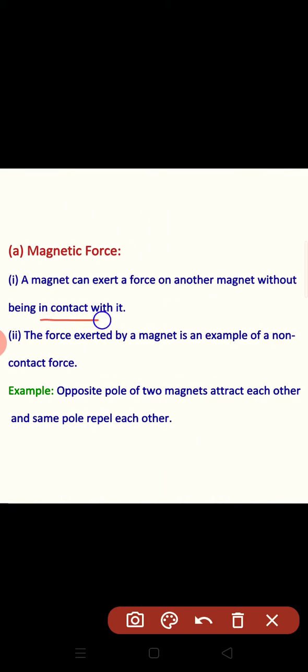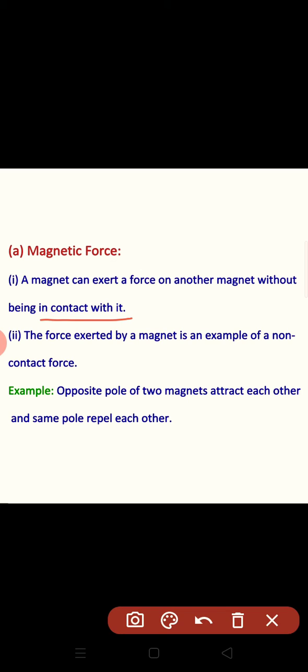without being in contact with it. Maybe you have observed that without contacting, they apply force, or they exert force without contact. So a magnet can exert a force on another magnet, and the force exerted by a magnet is an example of a non-contact force.